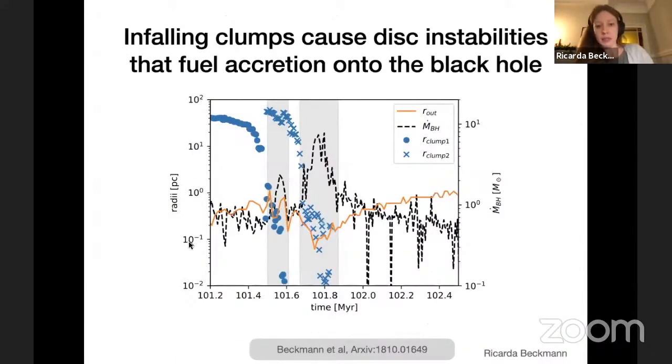And what happens is, over time, we get gas clumps falling into the center. So this is the plot where we have radii on the y-axis. These markers here are two gas clumps that fall from large radii, over 10 parsecs, to near where the black hole is. There's a second one coming in a little later. This is a time series. And as these gas clumps fall in, the black hole accretion rate, shown in the black dashed line, spikes up, which is what you'd expect to happen.